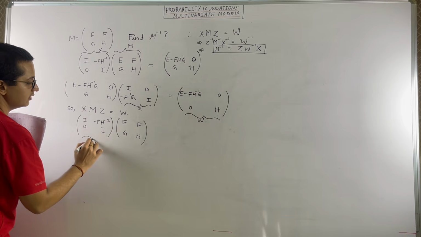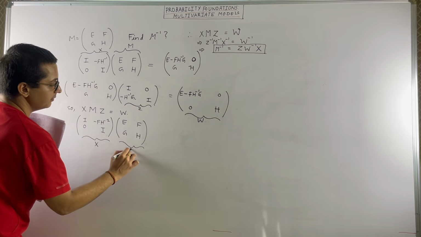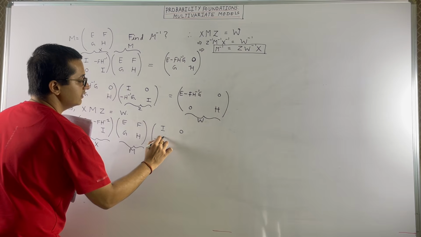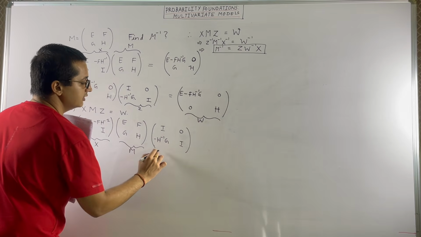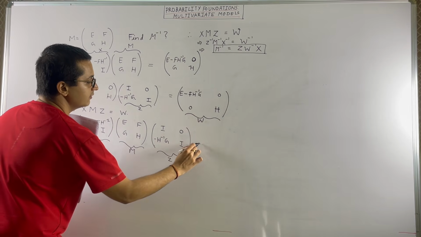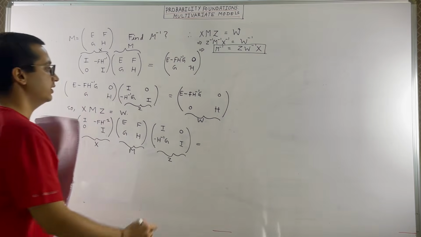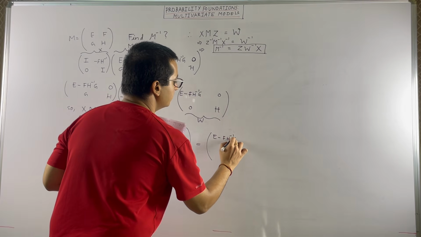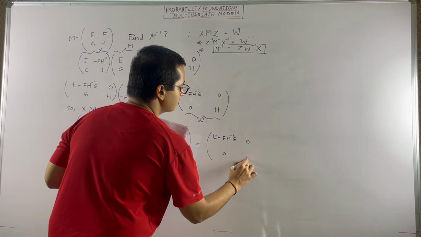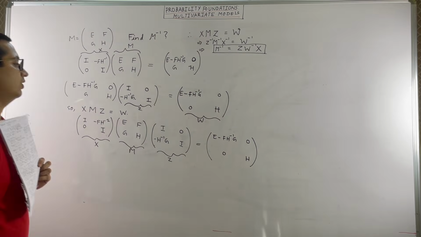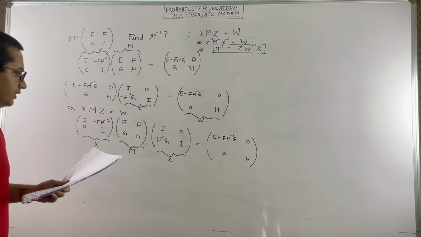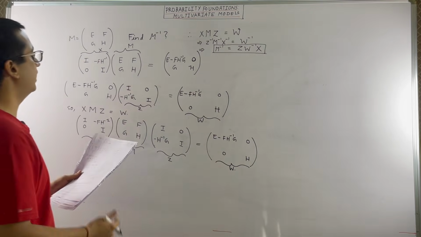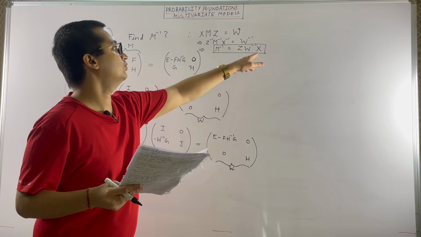So this is x, this is m, and I 0 minus h inverse g I. This part is z. Okay, this is equal to w: e minus fh inverse g 0 0 h. All right, got it? This is w, and I wrote this in two steps.